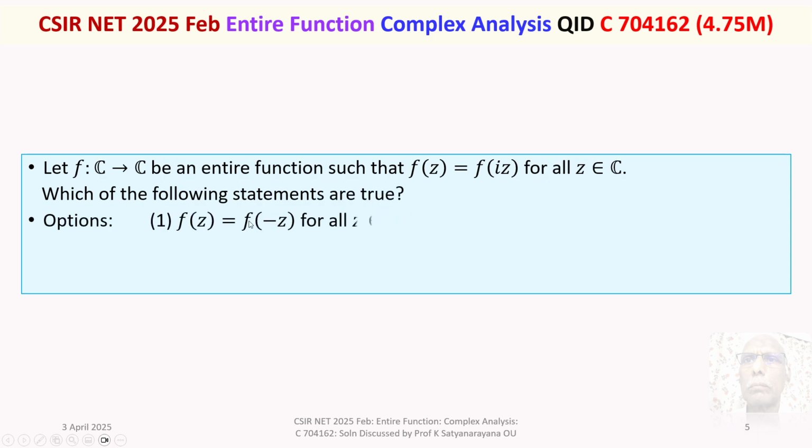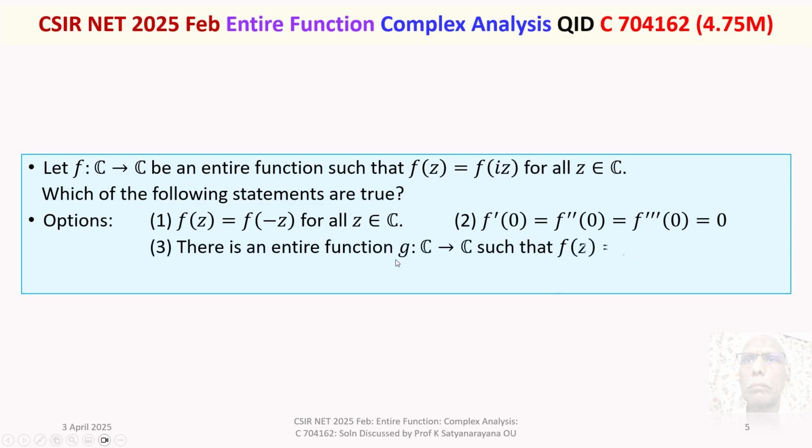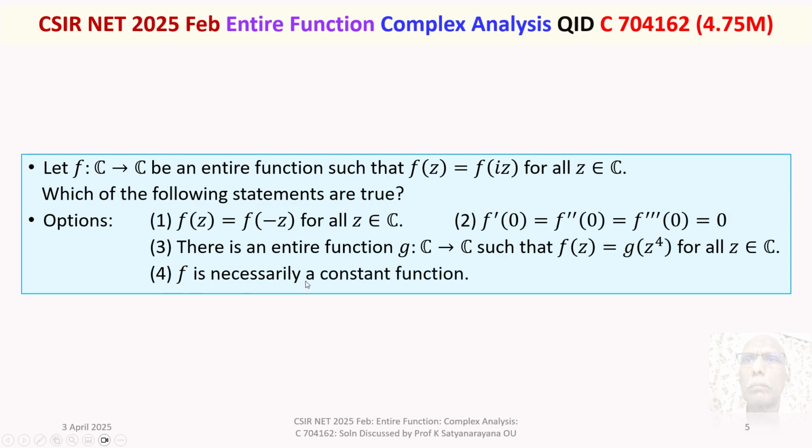We are given four options. Option 1. f of z is equal to f of minus z for all z belongs to C, and f prime 0 is equal to f double prime 0 is equal to f triple prime at 0 is equal to 0. Option 3. There exists an entire function g from C to C such that f of z is equal to g of z to the power of 4 for all z belongs to C. Option 4. f is necessarily a constant function.